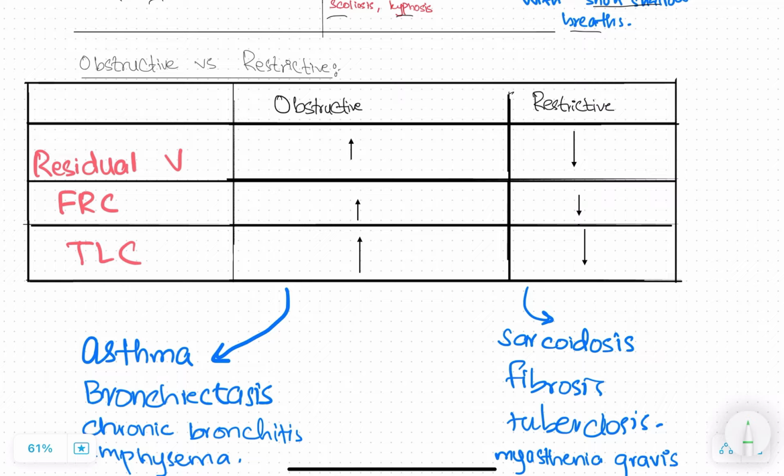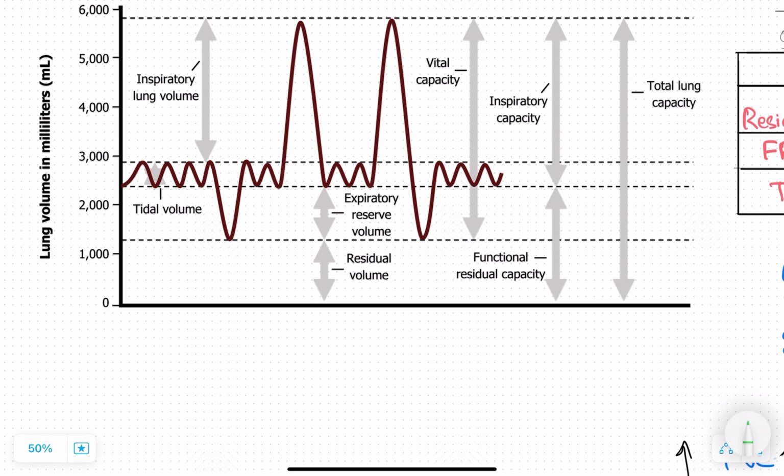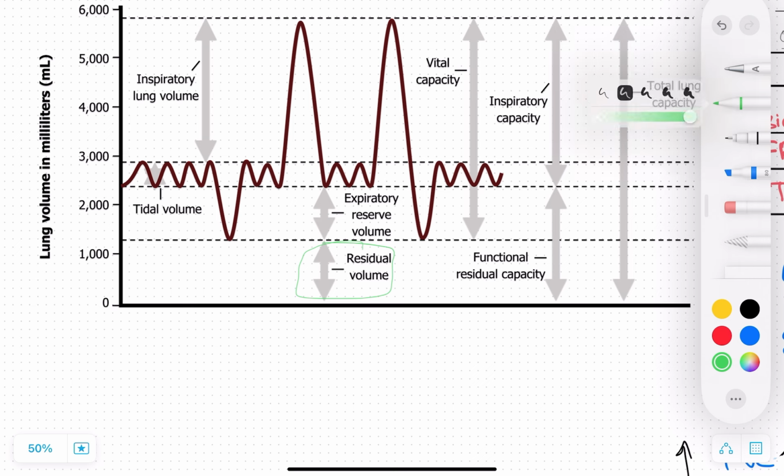I understand this concept as you need some air in your lungs to keep them expanded and to prevent your alveoli from collapsing, and the residual volume is that amount of air. So if I look at this lung volume graph, you will see this is the residual volume. This is the amount of air which the patient cannot get out even if the patient has a forceful expiration.